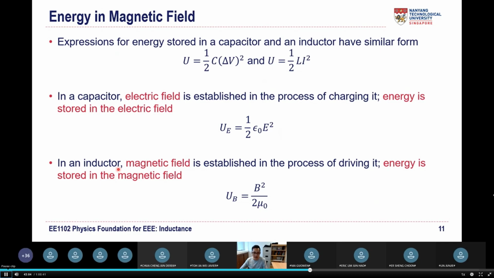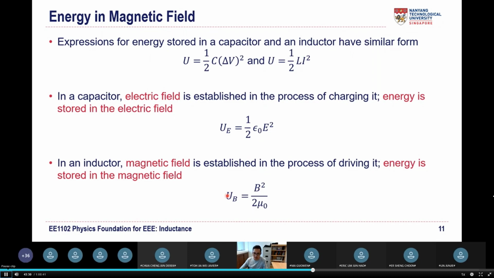And likewise, an inductor creates a magnetic field around it, and it establishes a magnetic field in the process of driving the inductor. The energy is also stored in the magnetic field. Now you can see a symmetry between the two systems, right?